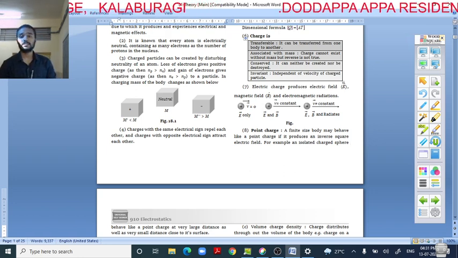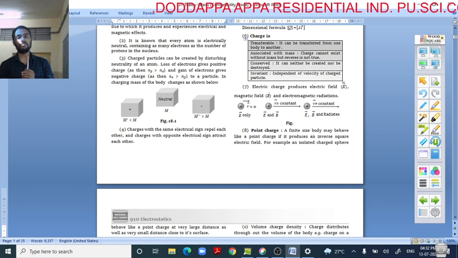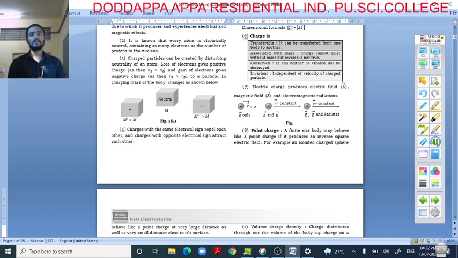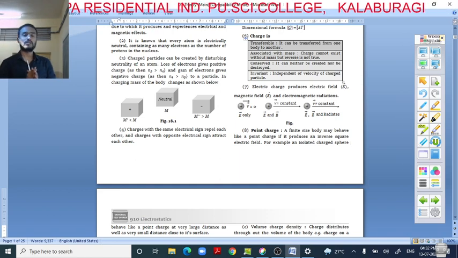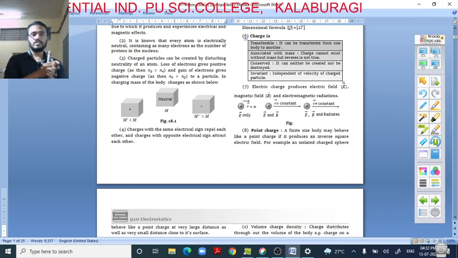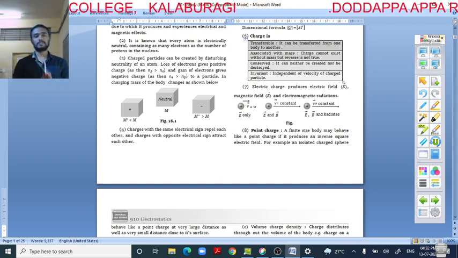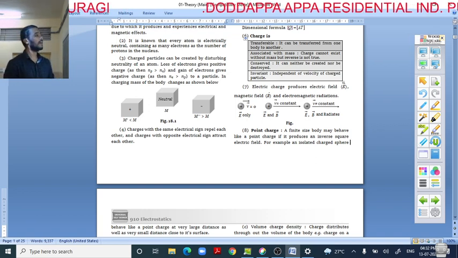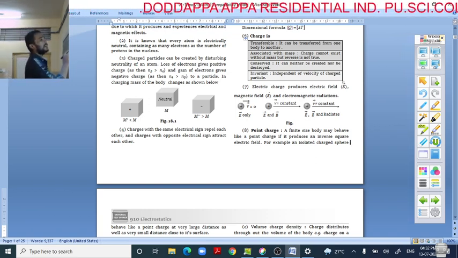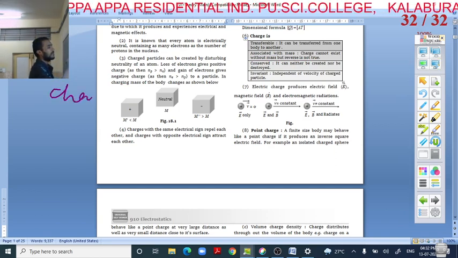Basically, electrostatics deals with the study of rest charges. Now we are going to discuss electric charge and field. Before going to the CET questions or MCQ questions, we have to discuss the synopsis, the things and formulas on electric charge and field. That is what we are going to concentrate on here.